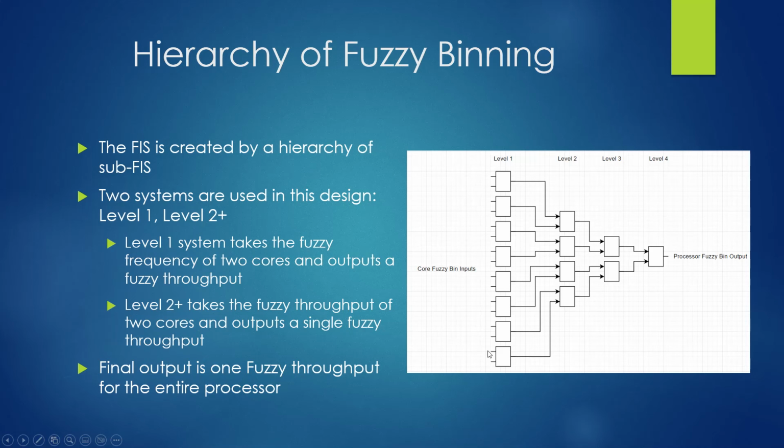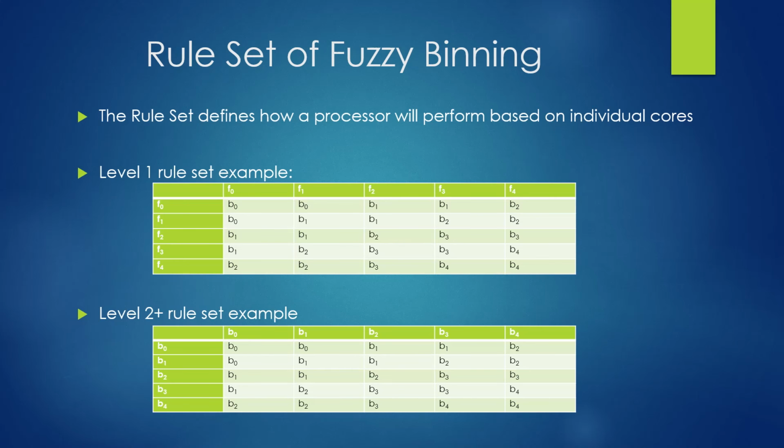Each of these fuzzy systems that make up the overall hierarchy are based on a rule set. This rule set is an attempt to look at the two operating frequencies of the input cores and describe them in a fuzzy term that represents the performance of the device. Here's an example of a rule set for level 1 in the hierarchy, where you have frequencies on both sides of the matrix. These would be the frequency bins that are selected, so the triangular membership functions for the input frequencies.